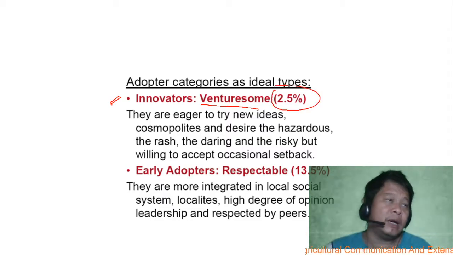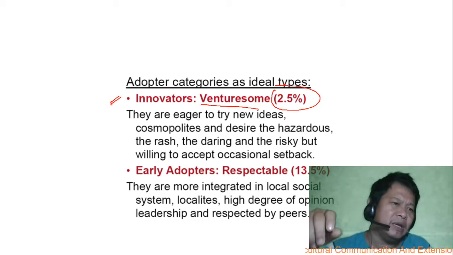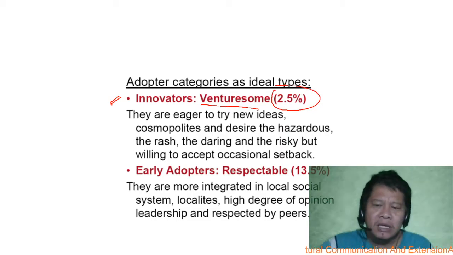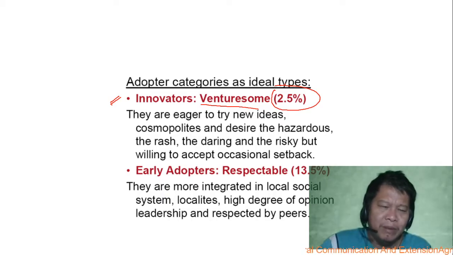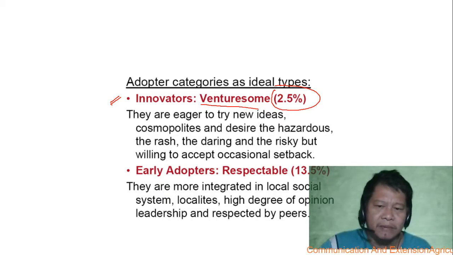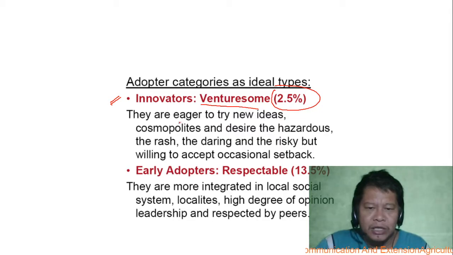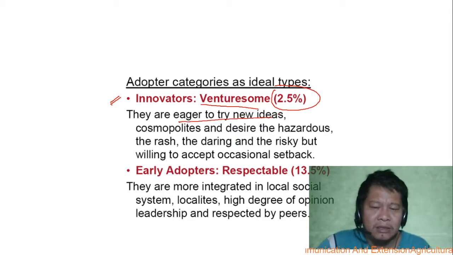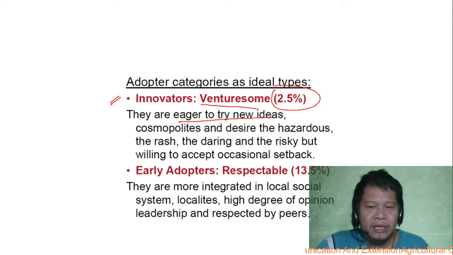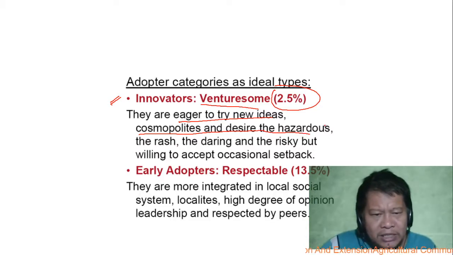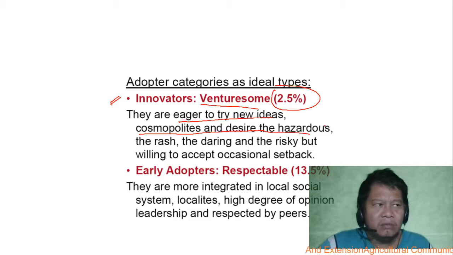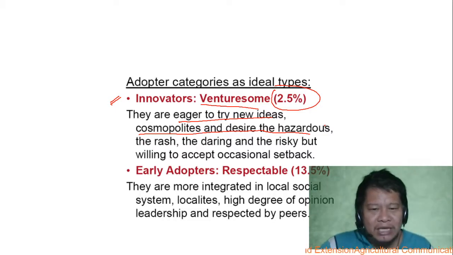Gamay lang kayo ang mga mag-innovate, mag-develop, no? Ang mag-research, gamay lang. So innovators, they make up only 2.5% of the social system. They are eager to try new ideas because they are venturesome. They are cosmopolites and desire the hazardous, medyo risk taker, no? The rush, the daring, and the risky, but willing to accept occasional setbacks.